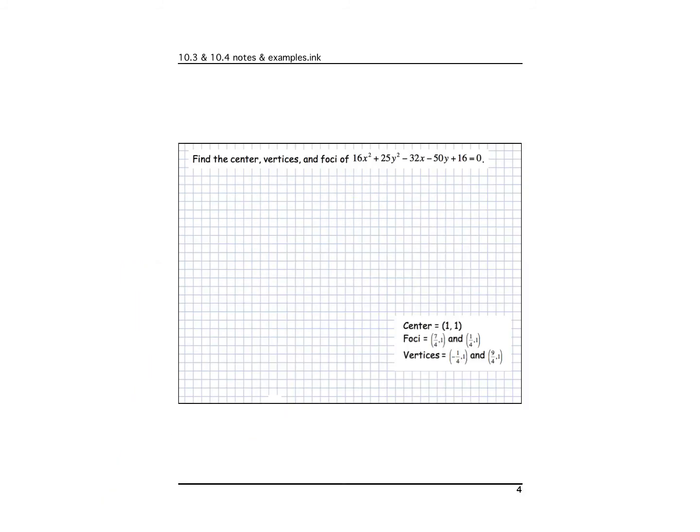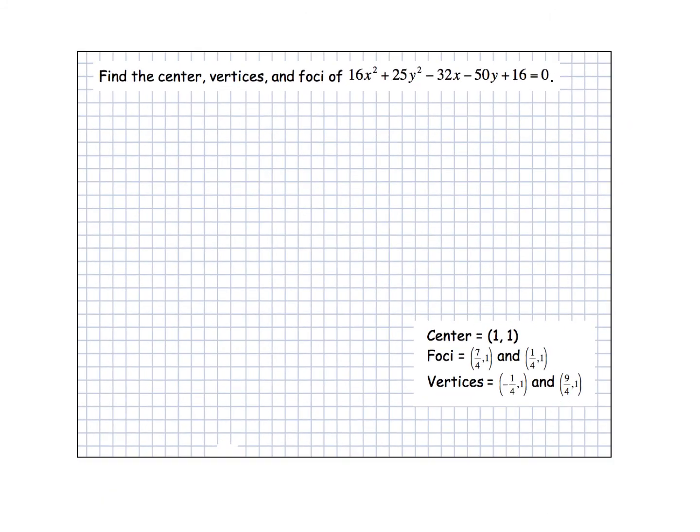Okay, next example. Now this one says find the center, vertices, and foci of 16x squared plus 25y squared minus 32x minus 50y plus 16 equals 0. Okay, so all of the answers are over there. We'll get to that, obviously. Same process, except it's not asking us to graph it, but it is asking us for the foci. So that's one extra step there. It's a little bit more tricky, but same idea.